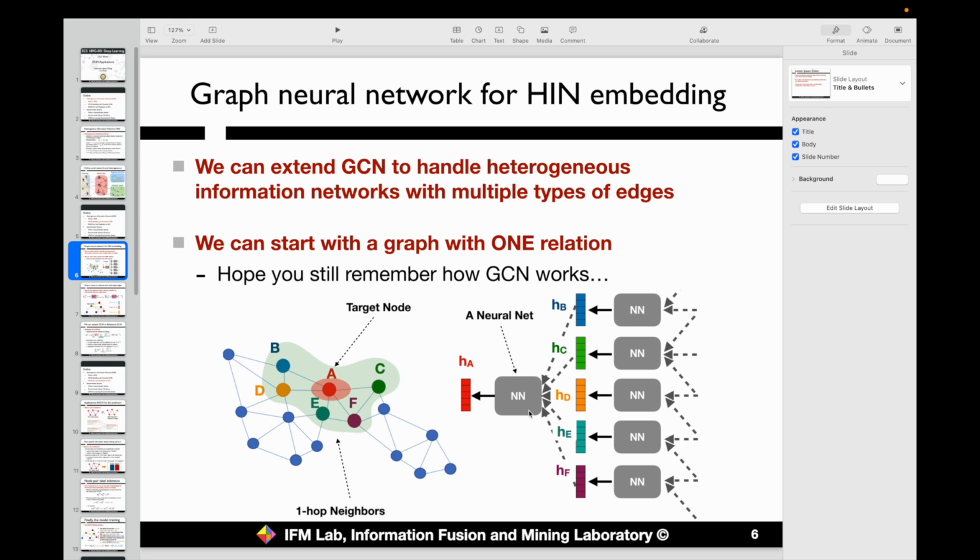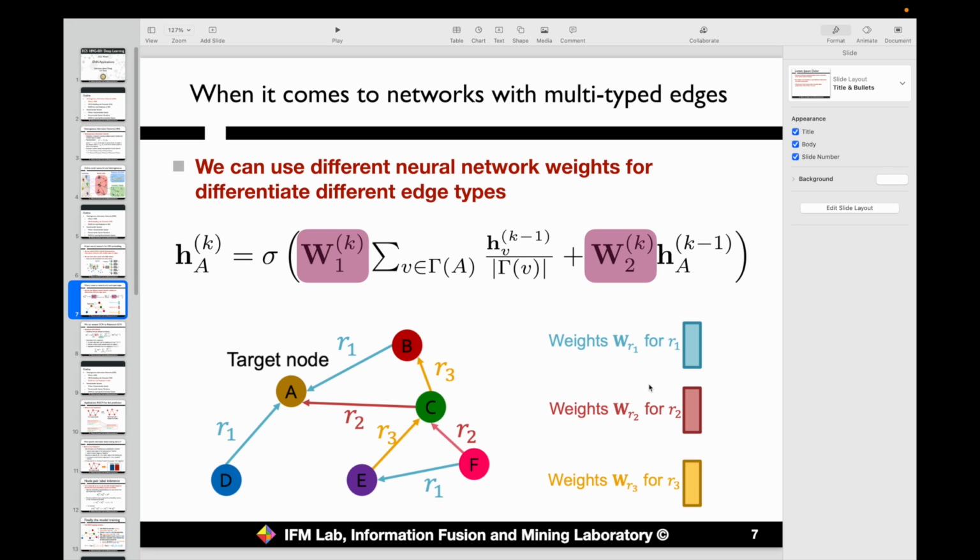As to how to define this NN component, I hope you still remember the formula we use. We can represent the formula for updating the node representation HA for the k-th layer. It equals sigma, the activation function. Inside it, we do the aggregation for all the nearby neighbors of A, right? Gamma A denotes the neighborhood set of node A. And we enumerate all the neighborhood nodes of A inside the graph structure, and aggregate their representations together for defining A's representation, right?